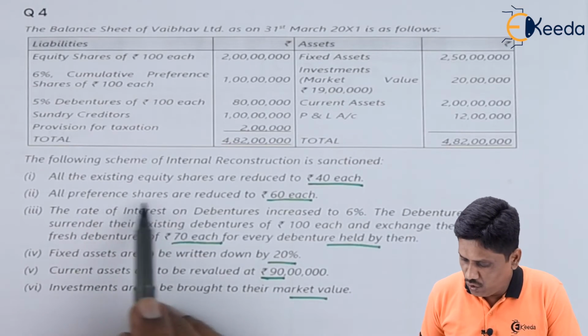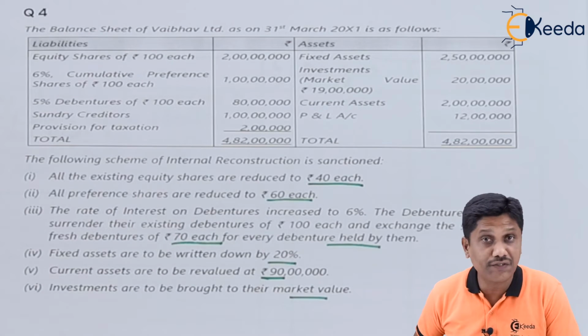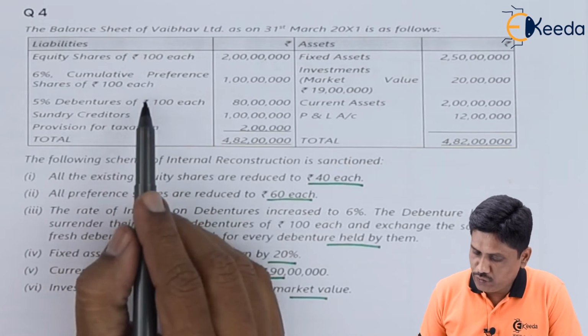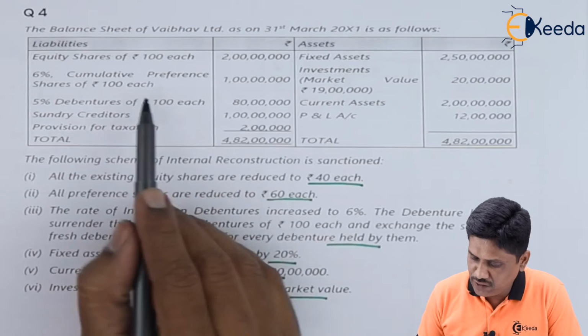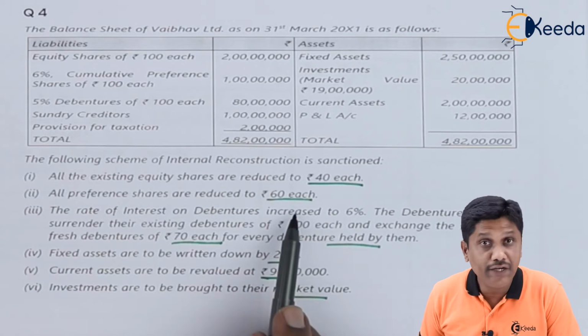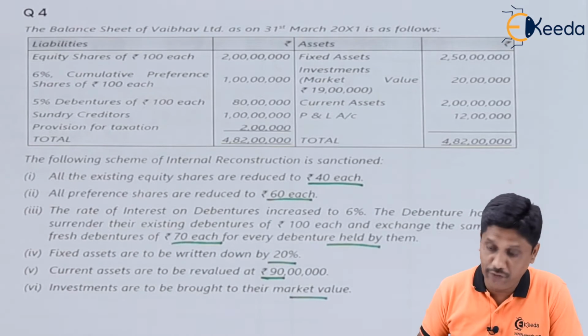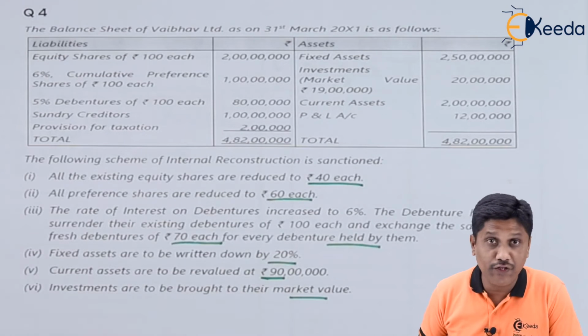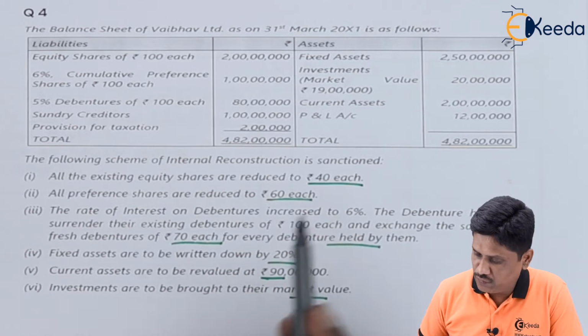Next transaction, all preference shares are reduced to rupees 60 each. You can notice earlier preference shares were of rupees 100 each. They are reduced to 60, means they are reduced by 40. That 40 rupees we will transfer to capital reduction account.